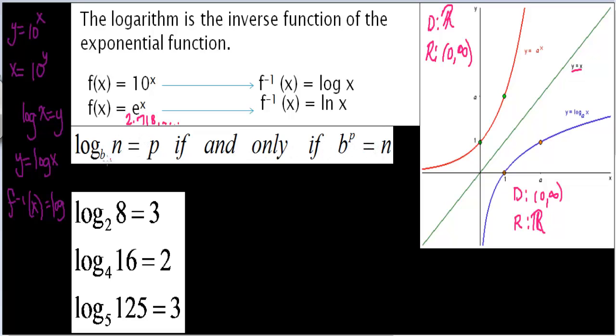Okay, and let's name these parts. We call this the log. That's the log. This number here, it's a subscript. We call it the base. This value here, we call the argument. And p we call the exponent.